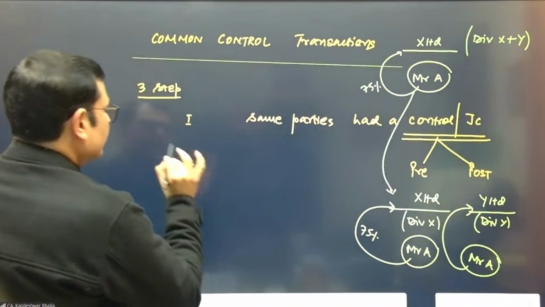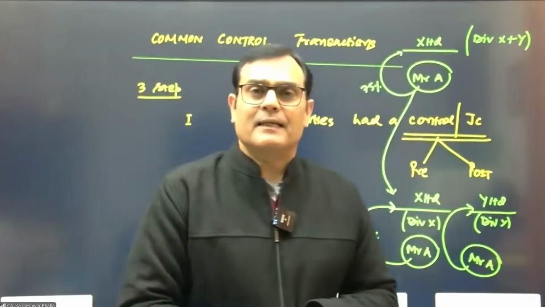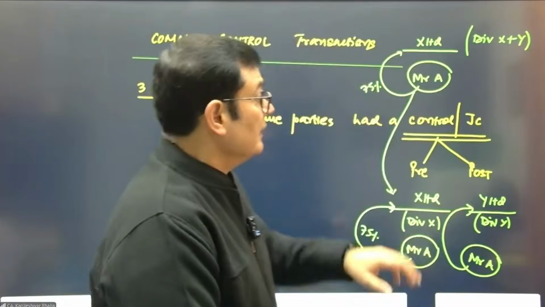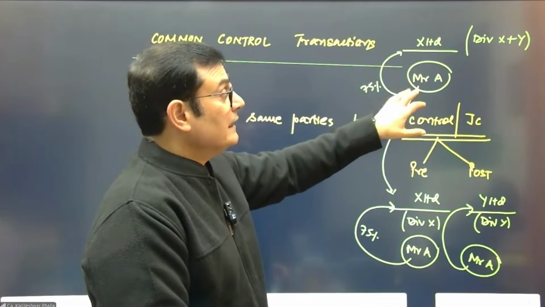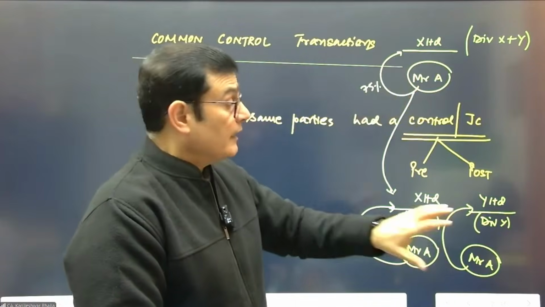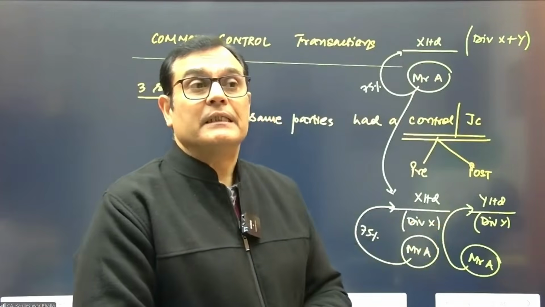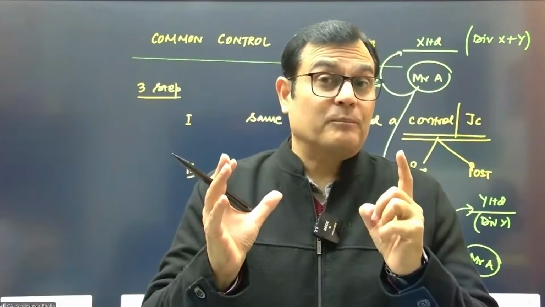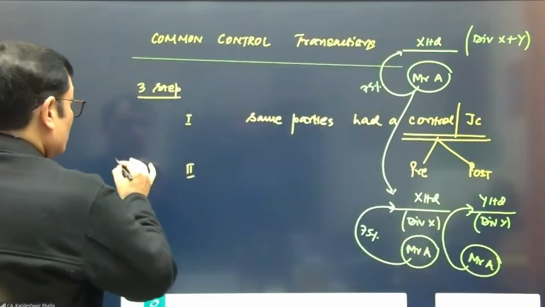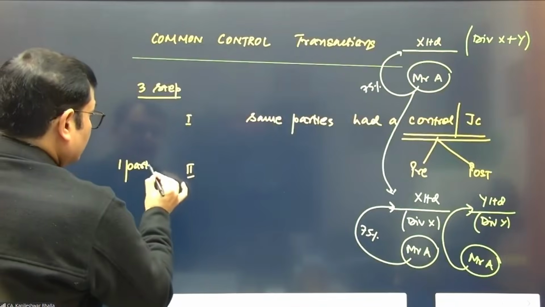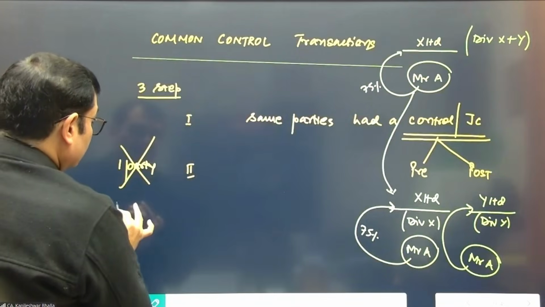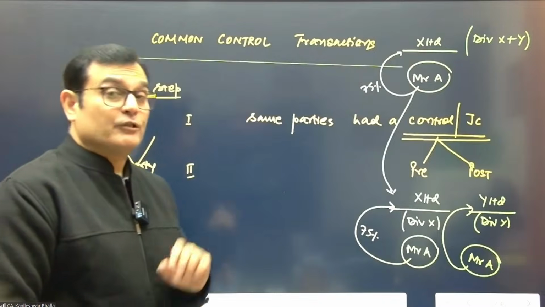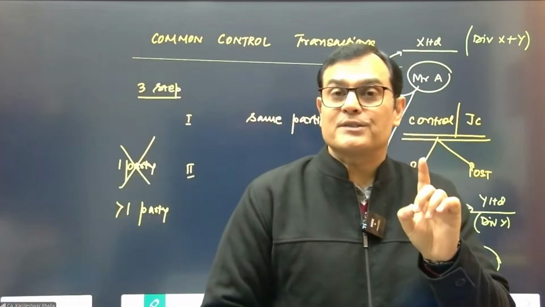Now, in terms of the second step, in my example, there is a single party, Mr. A. But there could be a lot of people together. Let's say there is Mr. A and Mr. B, and they jointly control X. And now also Mr. A and Mr. B, let's say, jointly control Y. The second step would apply only if there are two or more parties. If there is one party, then step number 2 is not to be applied. But if there is more than one party, then you will apply step number 2.